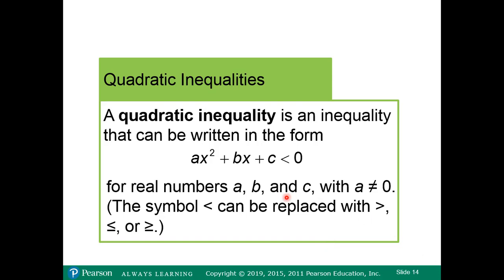So quadratic inequalities. Okay, so a quadratic inequality is an inequality that can be written in the form of ax squared plus bx plus c less than 0. And we could also replace this with any of the other three inequalities as well. Where a, b, and c are real numbers, with a obviously not equal to 0.